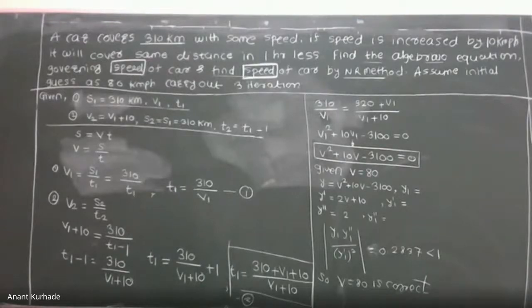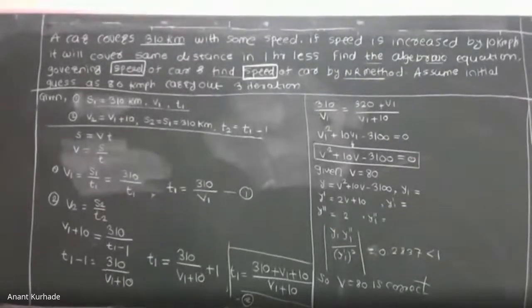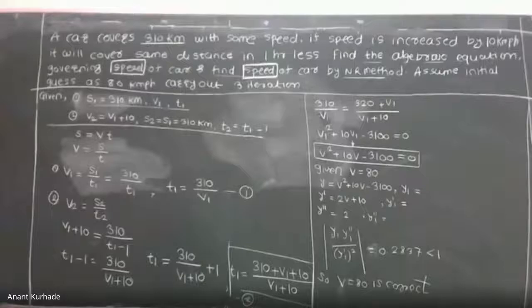Do this. Now do first iteration, second iteration. What is the iterative formula? x1 is equal to x0 plus y0 upon y dash 0.